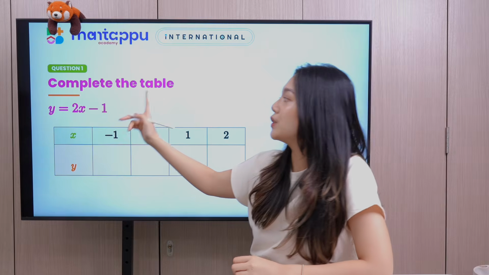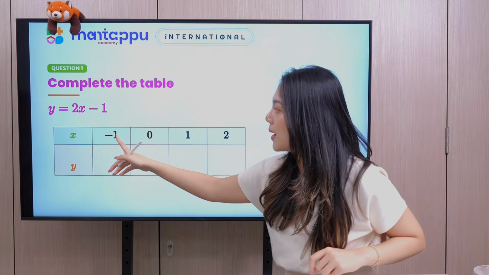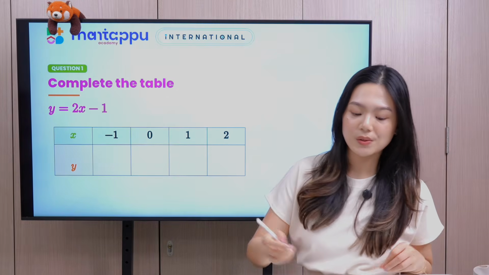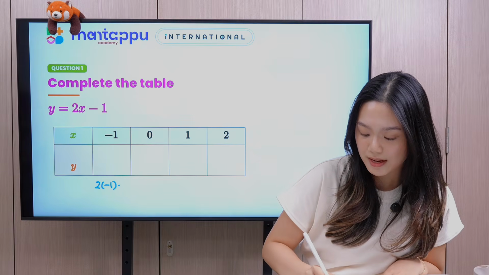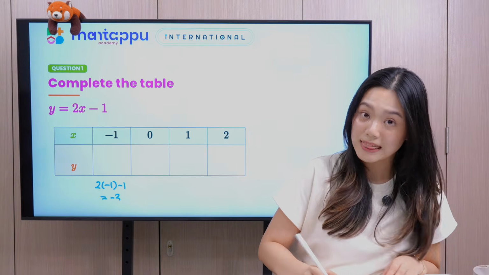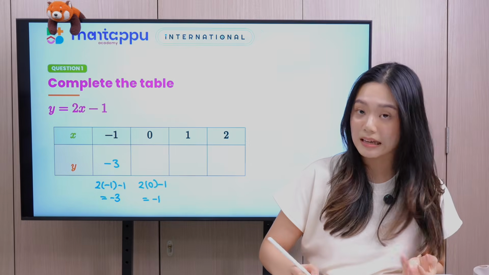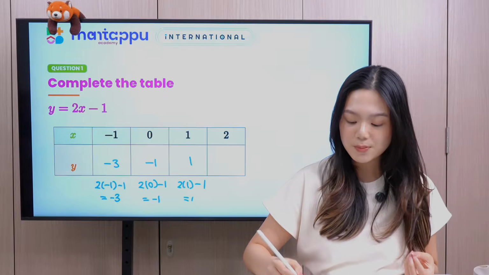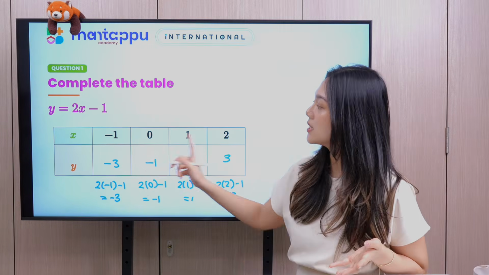Here y is equal to 2x minus 1. So now I want to substitute in x equals minus 1, 0, 1, and 2 to get my pairs of x and y values. When x is equal to minus 1, we have 2 times minus 1 minus 1, which is just equal to negative 3. And then 2 times 0 minus 1 will just be negative 1. 2 times 1 minus 1 will just be 1. And my last point, 2 times 2 minus 1 is just 3. So I have these 4 pairs of points.